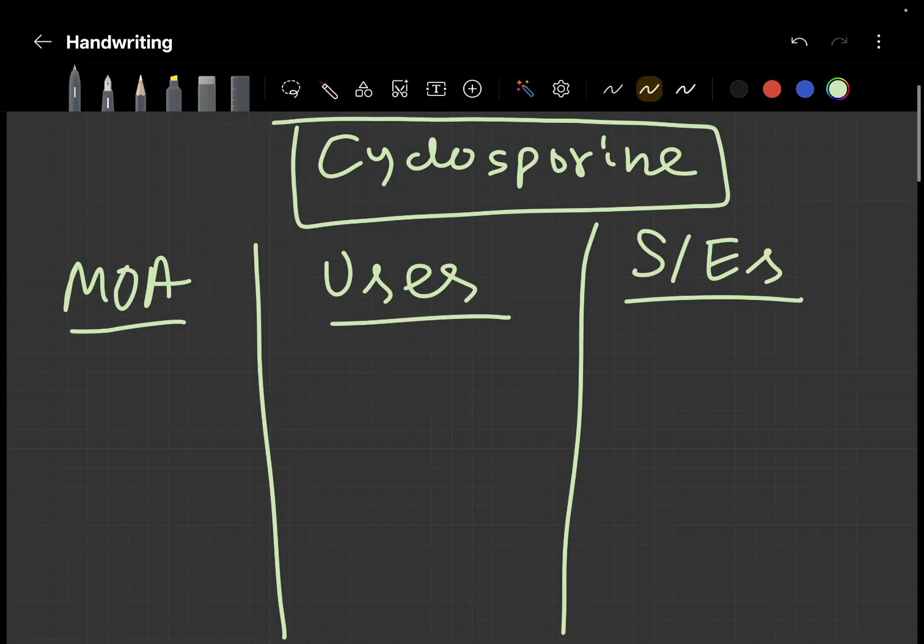So let's discuss cyclosporine. Cyclosporine is an immunosuppressant drug. We will discuss cyclosporine under three headings: that is, its mechanism of action, uses, and side effects. So first, let's discuss its mechanism of action.